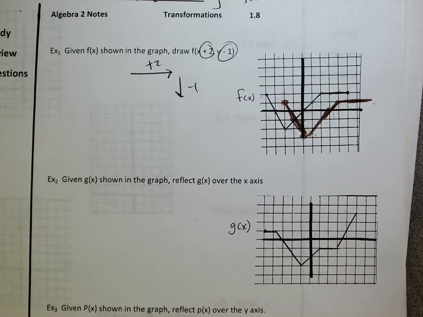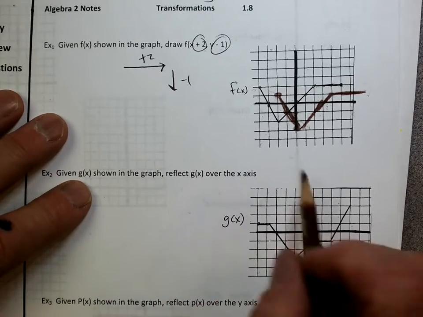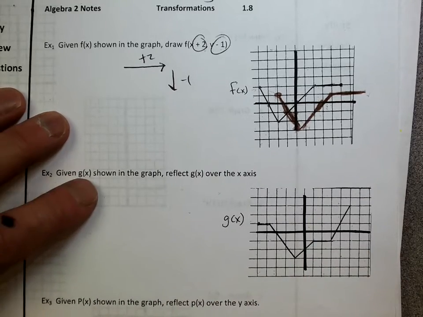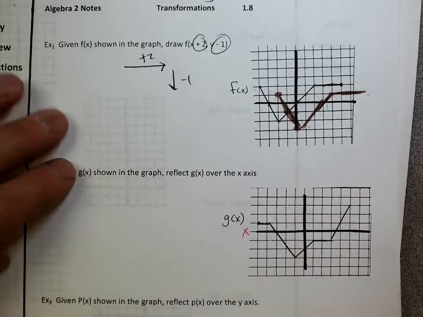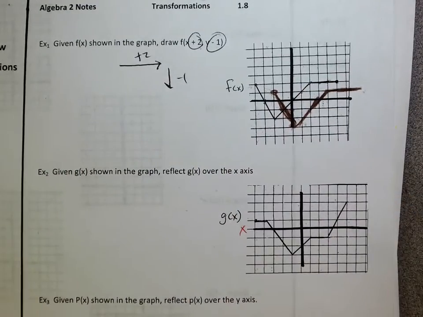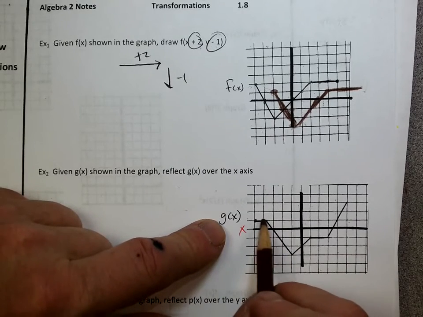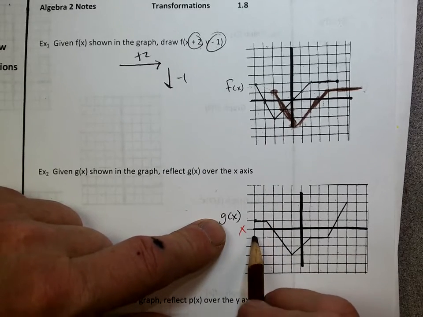Okay, example 2. Okay, g of x is shown in the graph, reflect over the x-axis. So this is my x-axis. So I'm going to reflect it, okay? The way I'm going to reflect is this. So this piece right here, this piece is going to come down there.